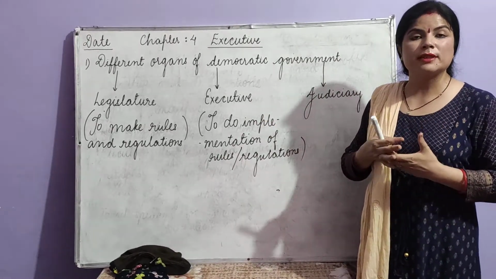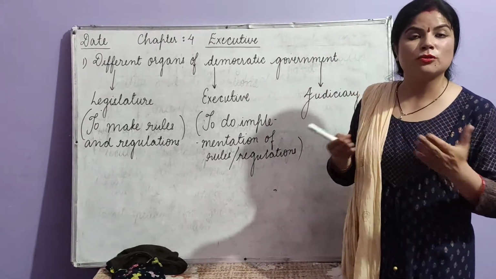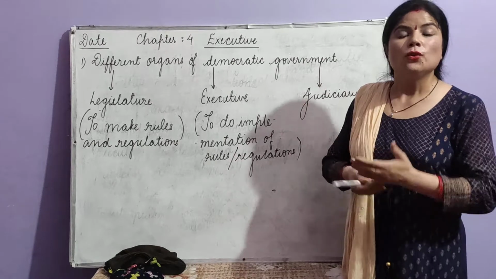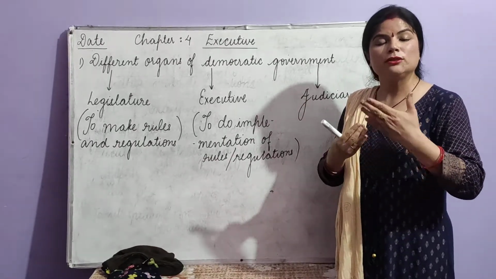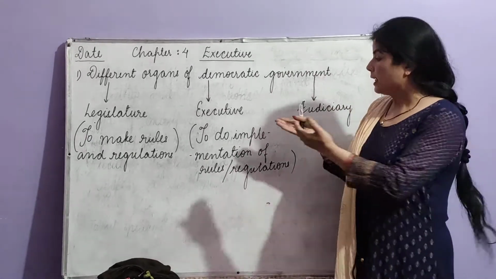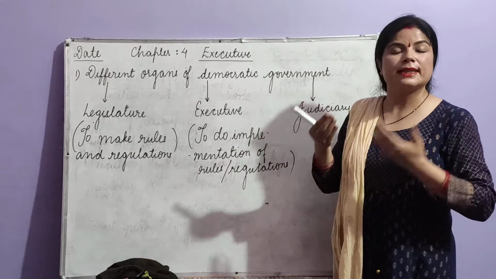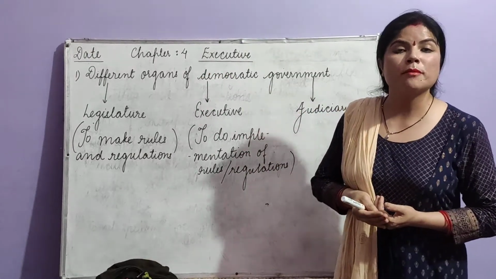Executive has the responsibility to check whether all the rules and regulations are being followed by the people properly or not. Whether these rules and regulations are in favor of the welfare and goodness of the common people or not. So, executive also plays an important role as an organ of democratic form of government.